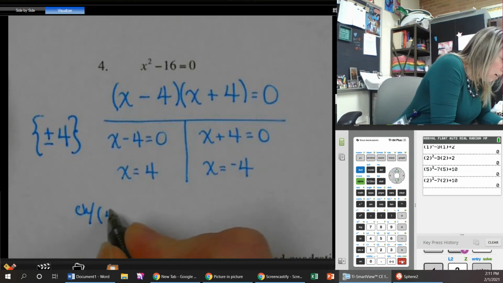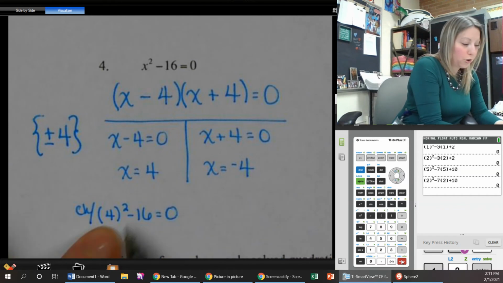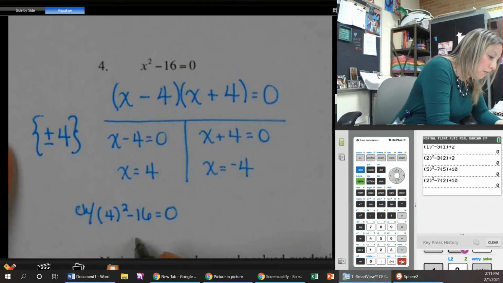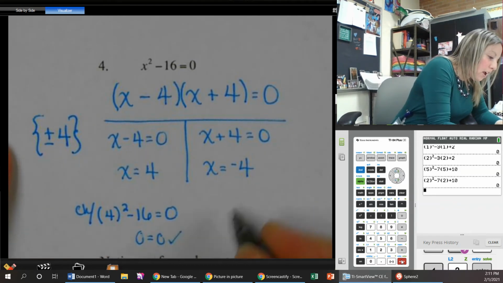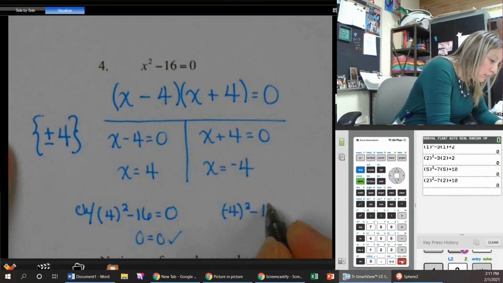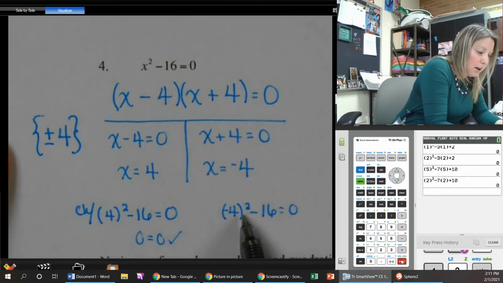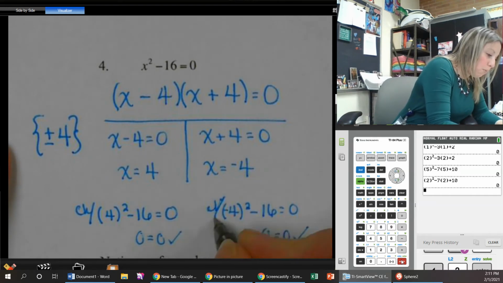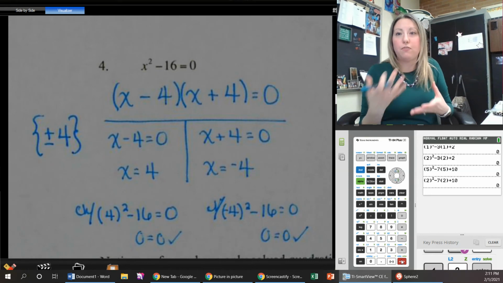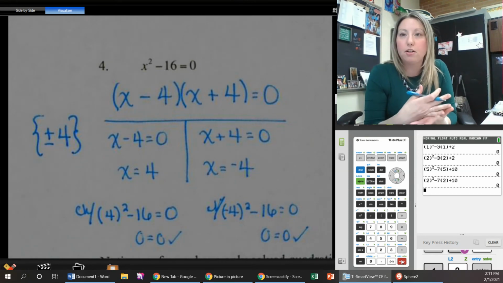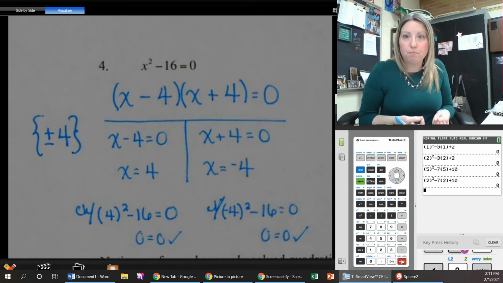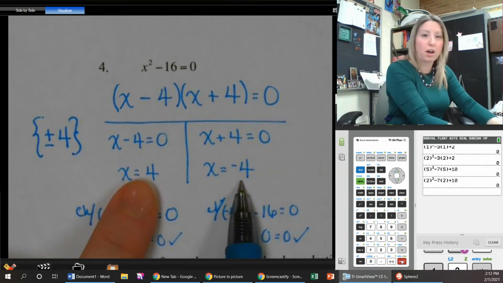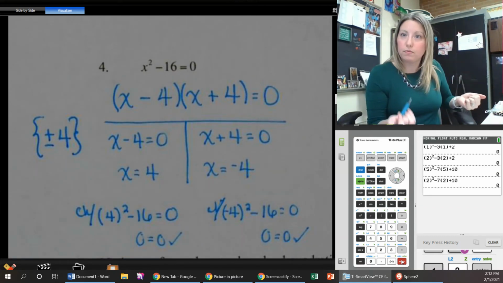So 4 squared minus 16 equals 0. Well, of course, 4 squared is 16, and 16 minus itself is 0. And then, of course, negative 4 squared is also 16, and 16 minus 16 is 0. So you can see what we're taking advantage of here is the fact that a negative times a negative is still a positive value. And that's why we get two answers out of one of these. Makes sense.